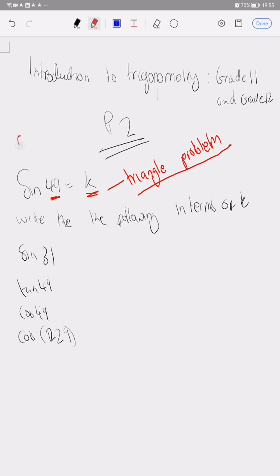Sometimes I may have sine of, let's say 29 is equal to square root of 1 minus k squared. As long as I'm having an angle here and I'm having a variable here, we call it the triangle problem. I hope that makes sense. So this is what we are going to be focusing on.